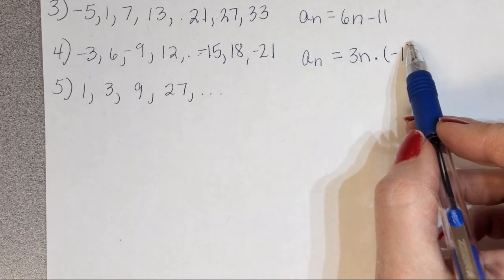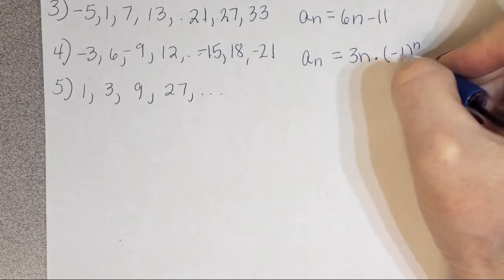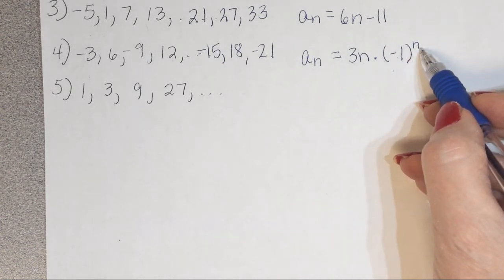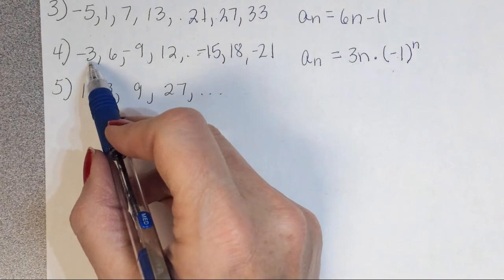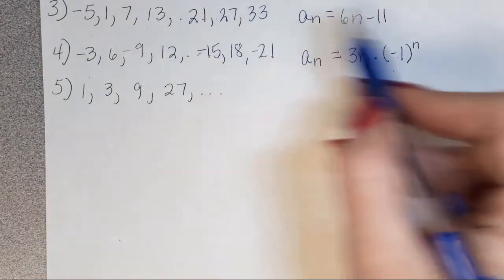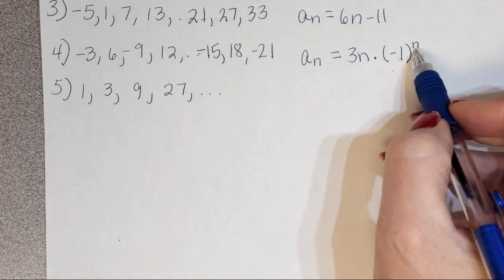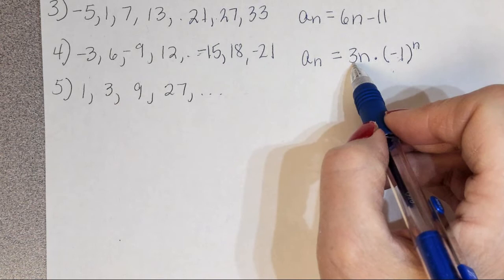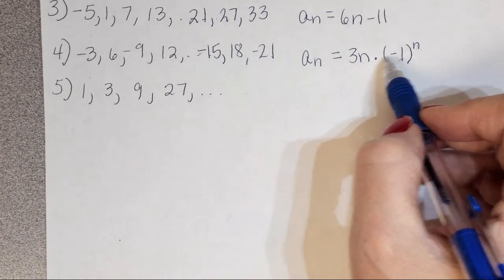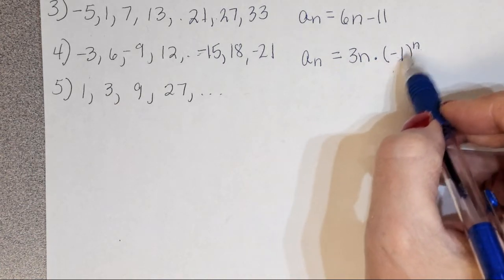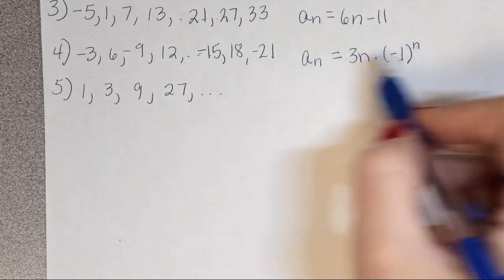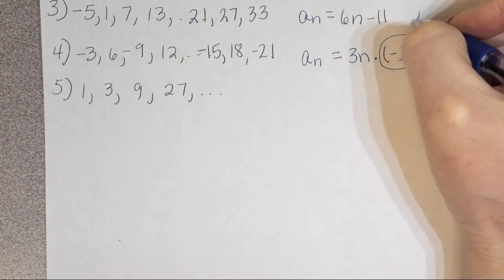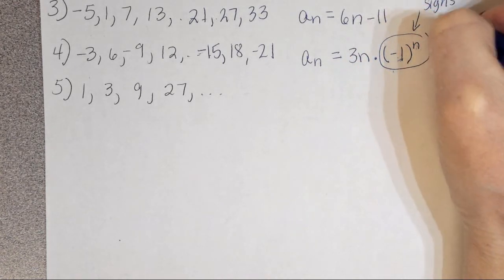Okay, so let's think about it. If I did negative 1 to the first, is that positive or negative? Negative. So that would make this negative, wouldn't it? What about to the second? Negative 1 to the second, is that positive or negative? Positive, so that would make that positive. Our third term would be 3 times 3, which is 9, times negative 1 to the third. What's negative 1 to the third? Negative. See how that would work for it? So anytime you want your signs to alternate, you're going to have to do this.